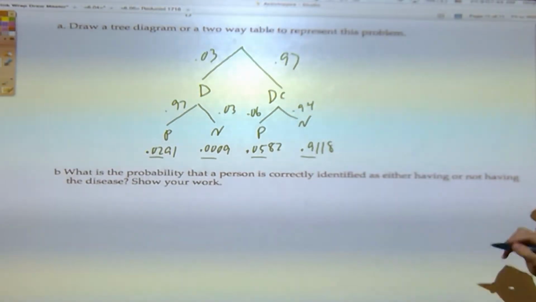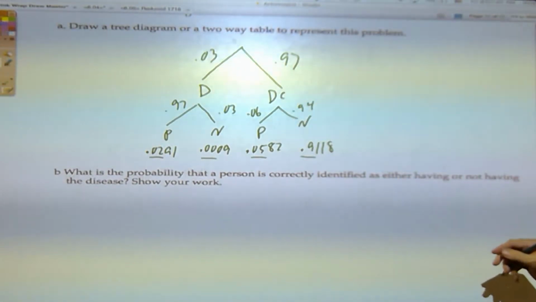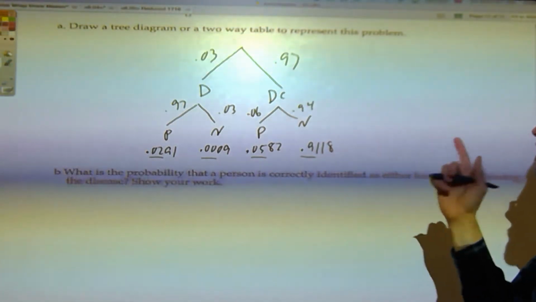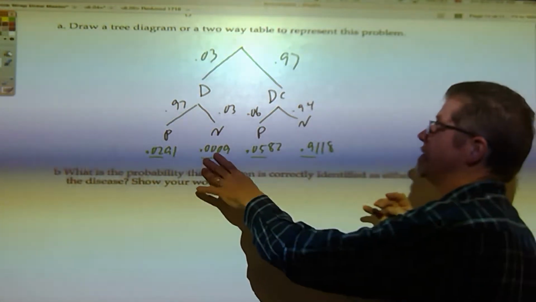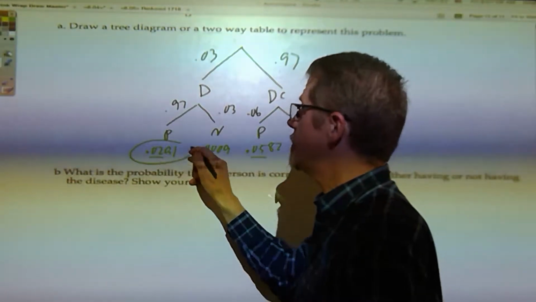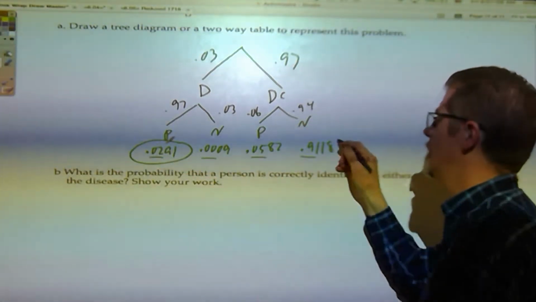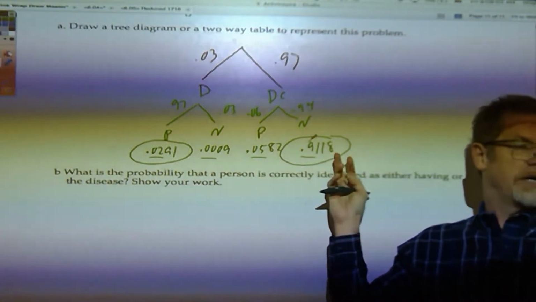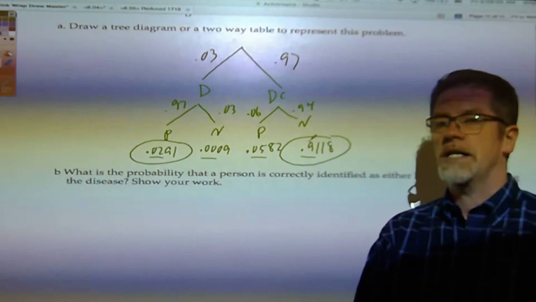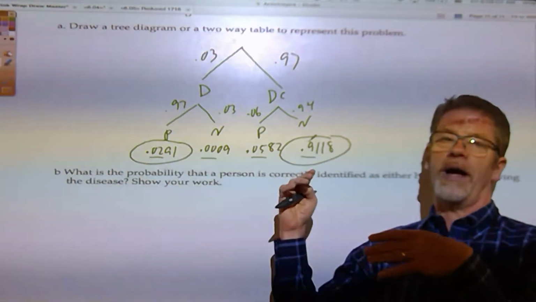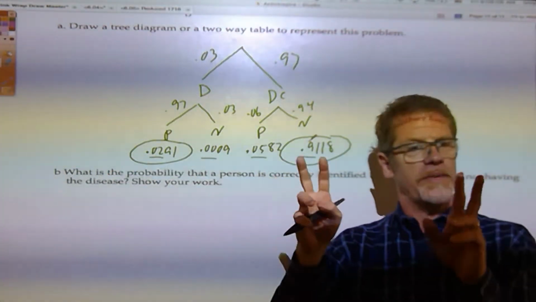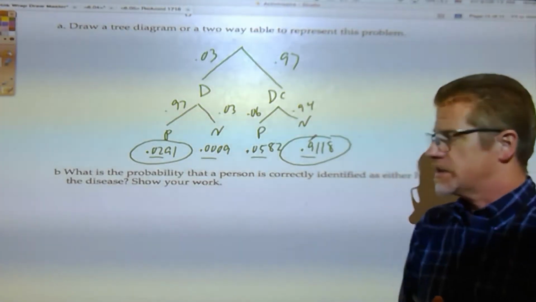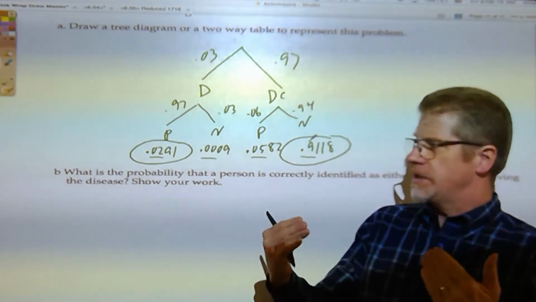So we did part A. Part B, what's the probability that a person is correctly identified as either having or not having the disease? Correctly identified. So basically, no false negatives, no false positives. It's either correct, you have the disease, positive result, which is correct. So all you had to do on this one was really add these two leaves together. That's all that was required. The real challenge is how could you represent the problem analytically, or maybe algebraically? It's a slightly friendlier word, but technically at College Board they would call this an analytical representation.